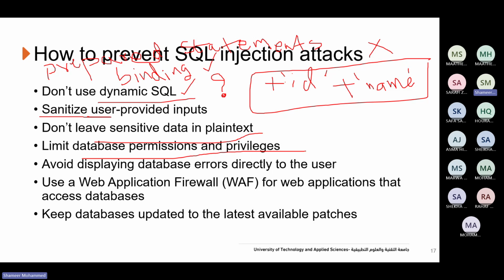Limit them. Avoid displaying database errors directly to the users. So don't display errors your application is throwing, like your username is wrong in the table users. This will give the attackers a hint that there is a table named users present in the database. So detailed database errors, don't display. Use application firewalls. Keep the database always updated with the latest software.